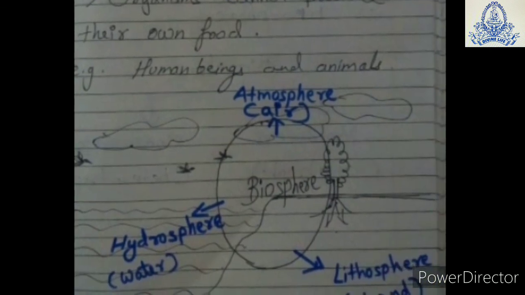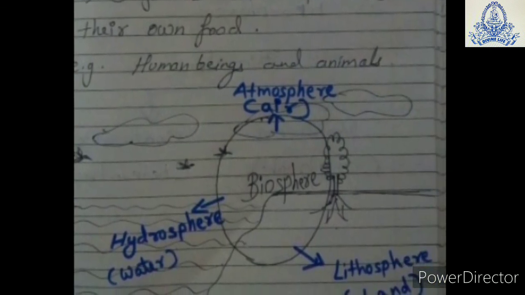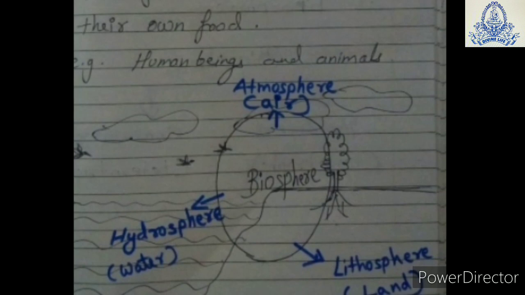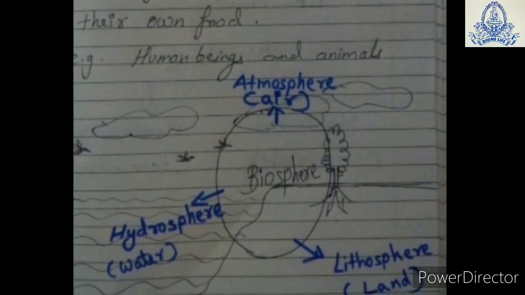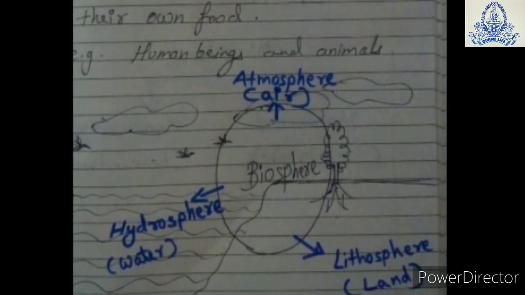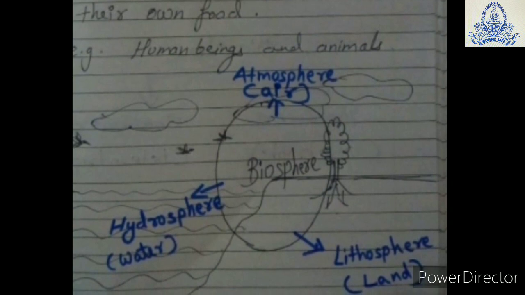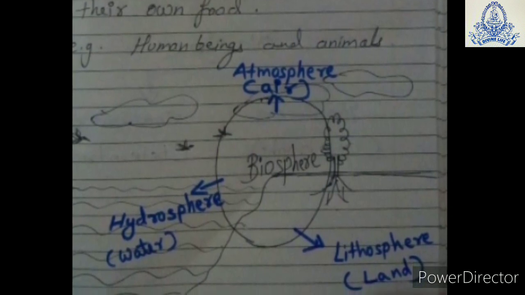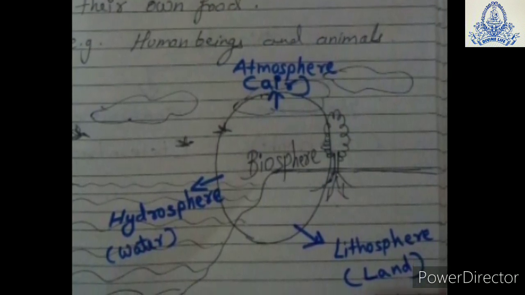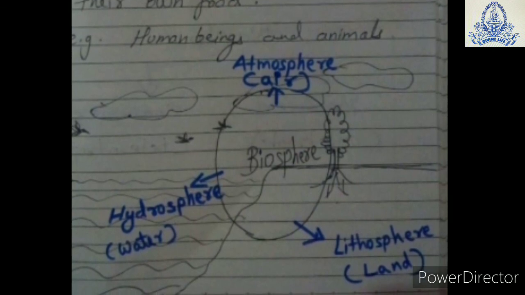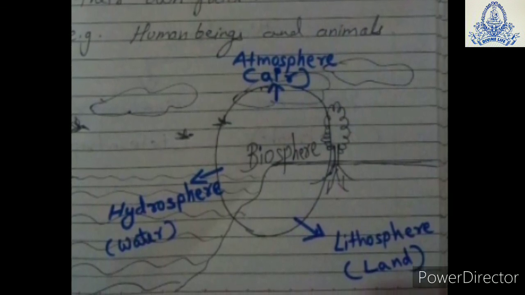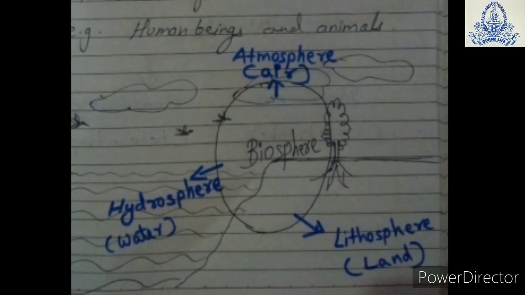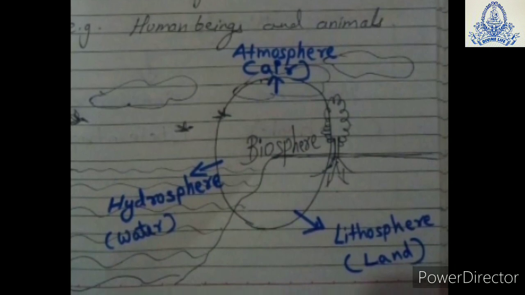Here you can see below the diagram of the biosphere. A biosphere is a mixture of air, that is atmosphere, water, that is hydrosphere, and land, that is lithosphere. So you can see that the biosphere is comprised of all these three spheres.